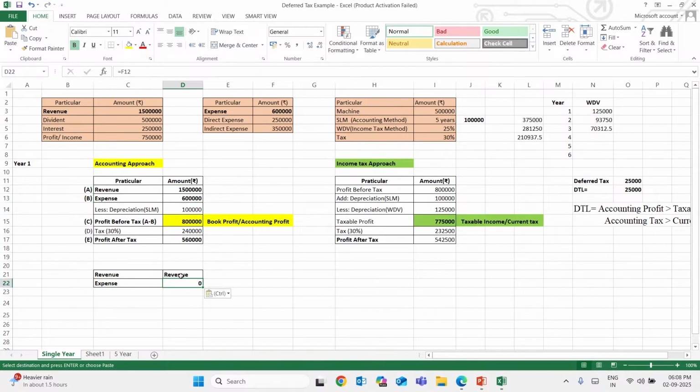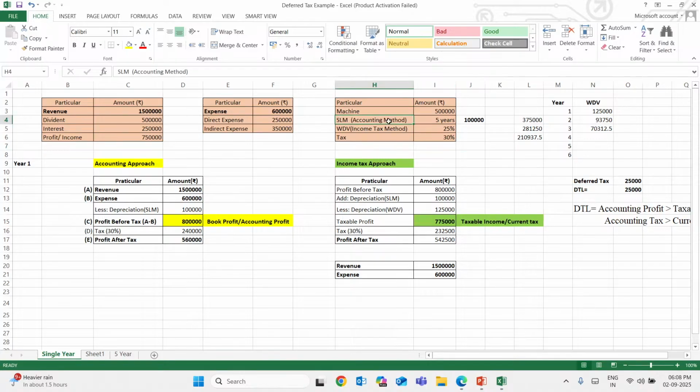here you can take the revenue, right? In revenue you can have 15 lakhs, and here you can have 6 lakhs instead of doing this procedure. I'm going with both the procedures so you can have a better understanding of how it works. Under the income tax approach, the guideline is that it will not be according to the SLM method, but instead according to the WDV, the written down value method.